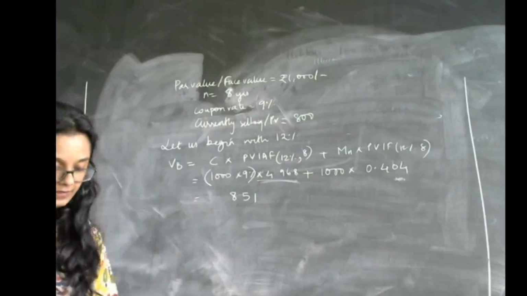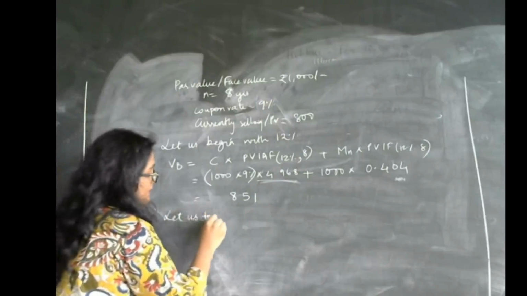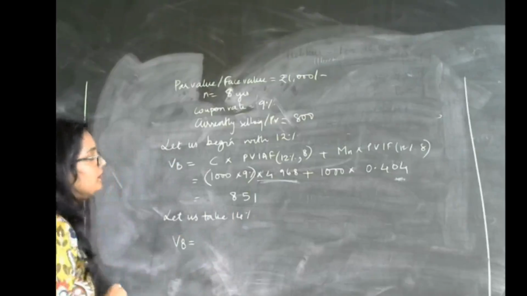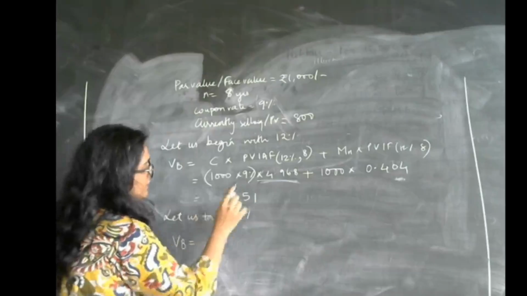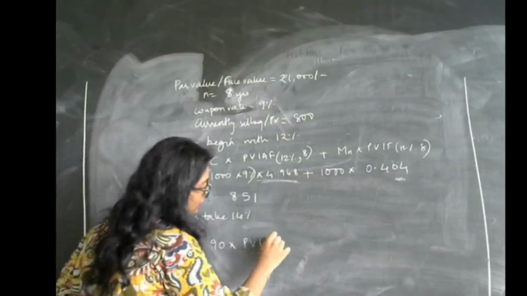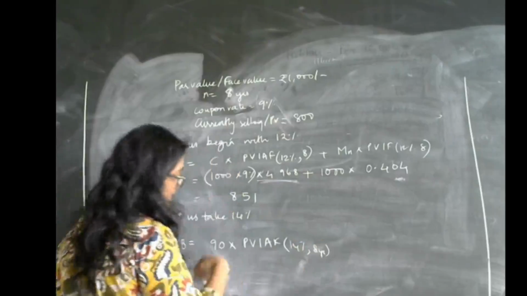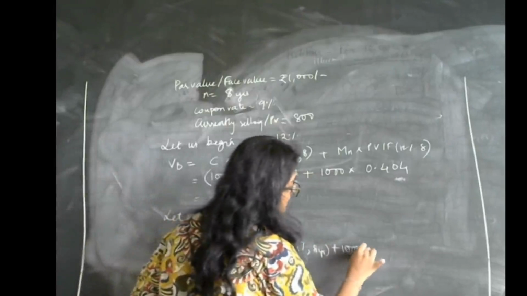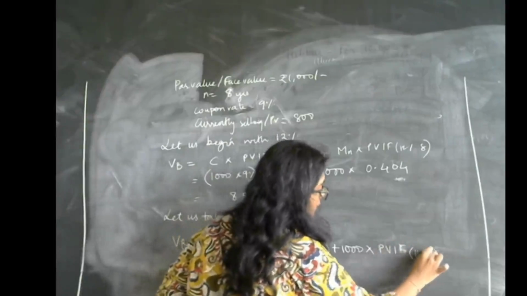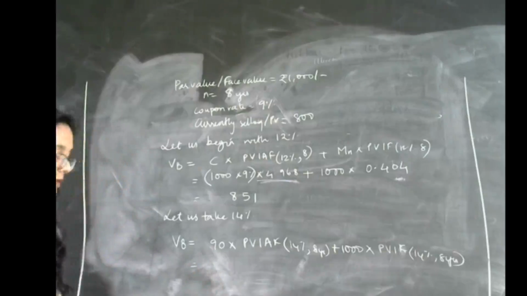Let us try some different rate. Let us take 14%, say. Let us find out the value of bond at 14%. The same repeat: 1000 into 9% is 90, multiplied by the present value interest factor annuity at the rate of 14% for 8 years, plus 1000 into the present value interest factor at the rate of 14% for 8 years.